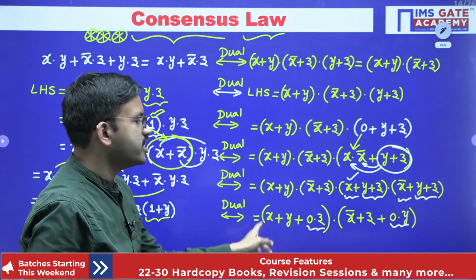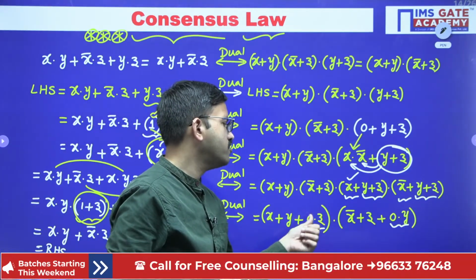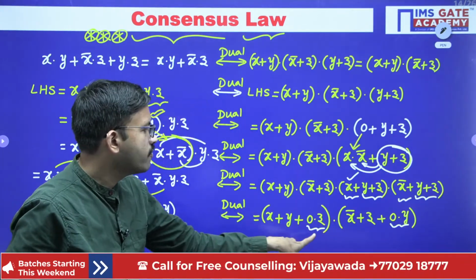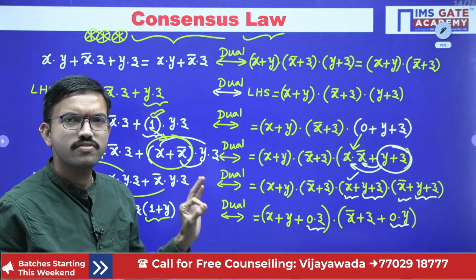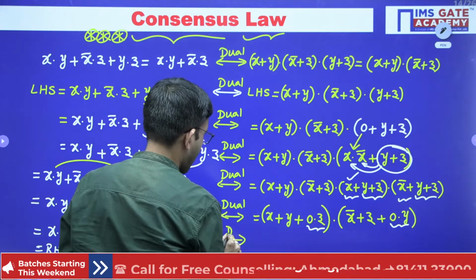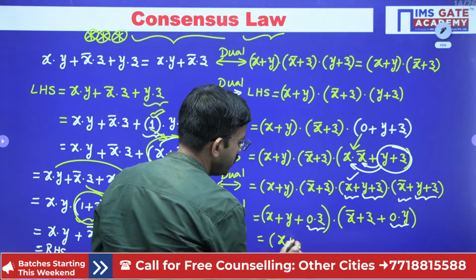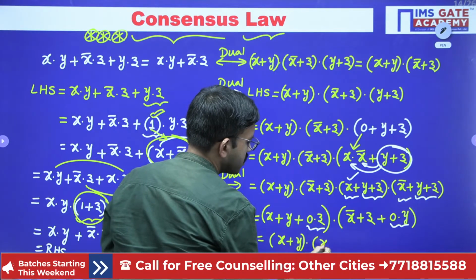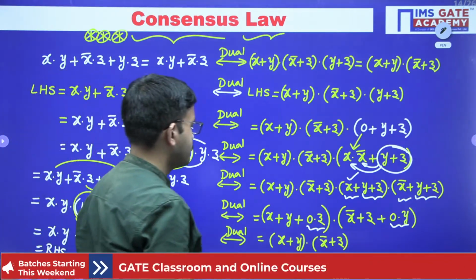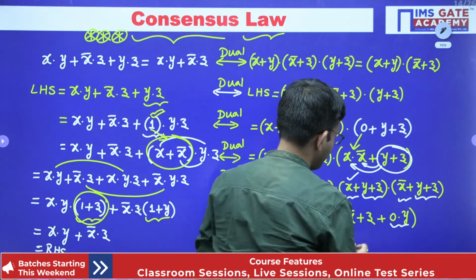When you are multiplying anything with 0, resultant term you will get simply 0. When you are adding 0 to anything, the resultant value will remain same. Yes or no? When you are multiplying any variable with 0, you will get simply 0. Okay. Here also 0, here also 0. When you are adding 0 to anything, resultant answer will remain same. Okay. Right. So that means you will get x plus y into x bar plus z. So now just observe x plus y into x bar plus z. Yes, we are getting RHS.